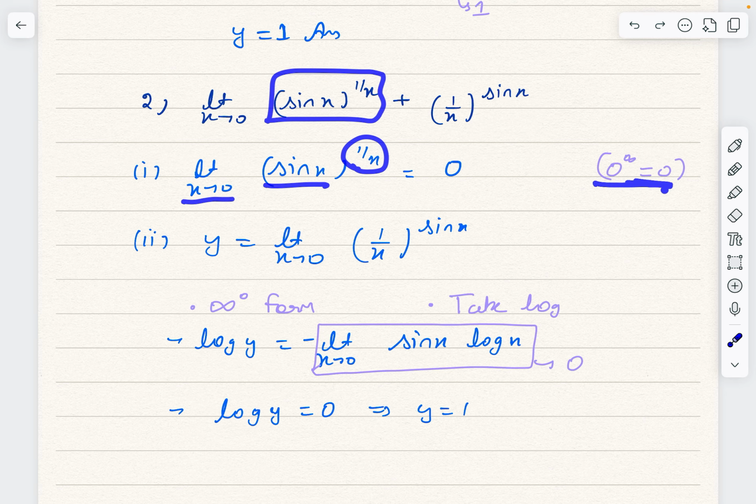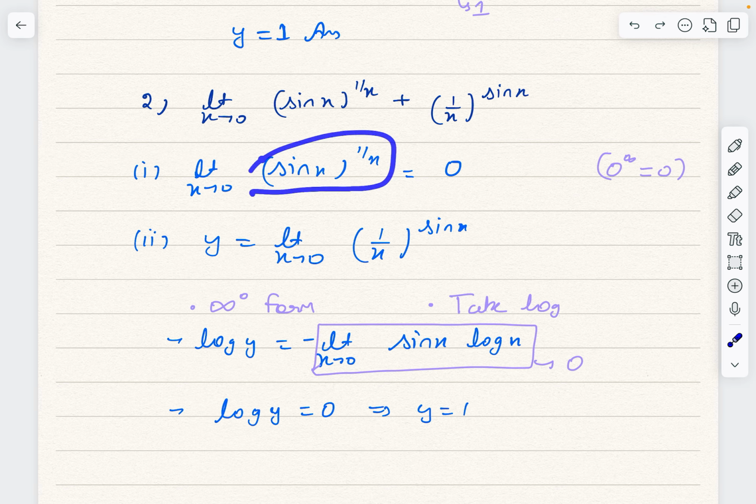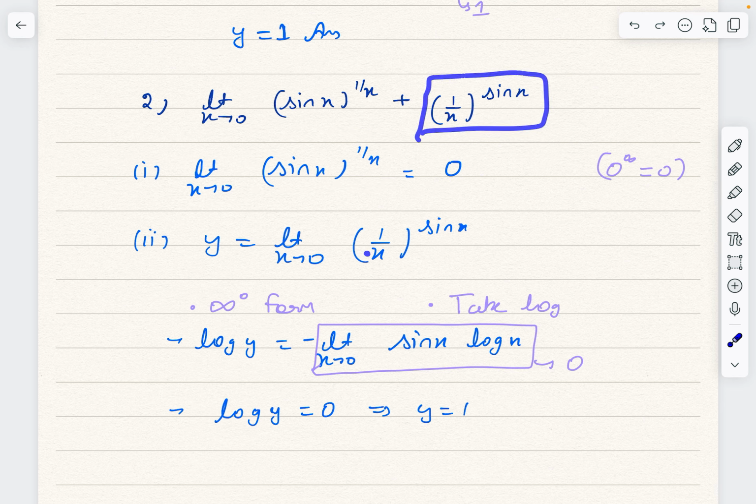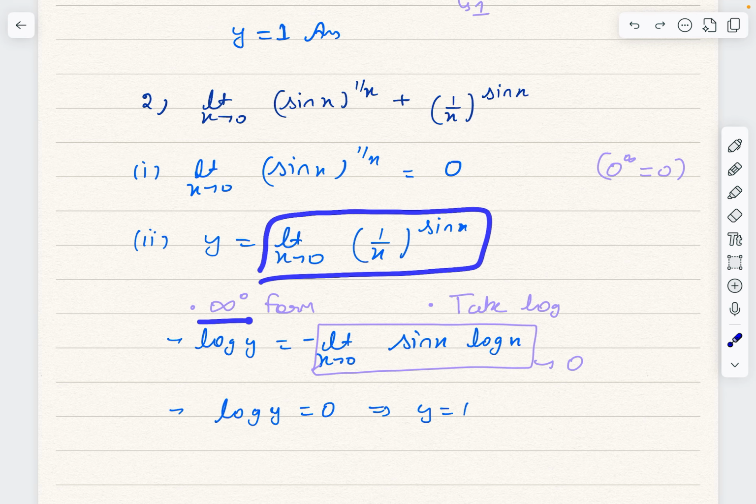And 0 power infinity is directly 0. It is not an indeterminate form. Keep this in mind. 0 power infinity is directly 0. So this we don't even have to solve. Second one, 1 by x power sine x, which will be infinity power 0 form.